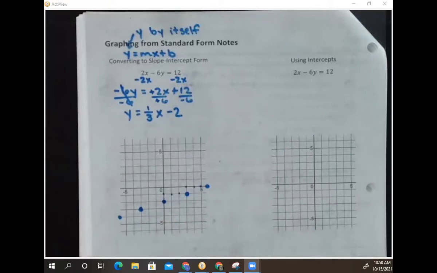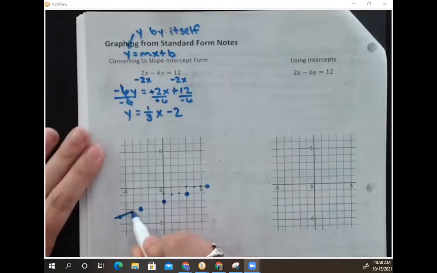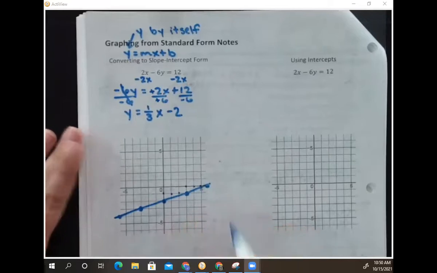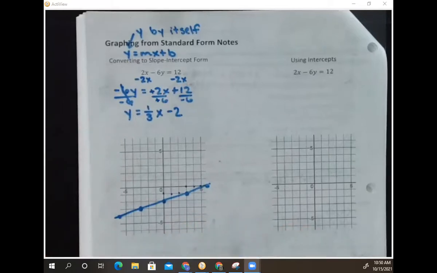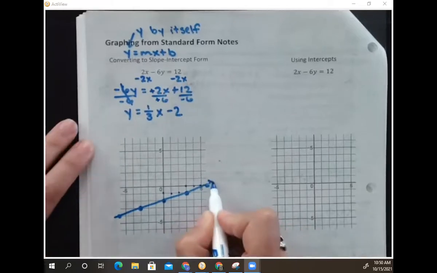How many points do you need to give me when you graph? 3. Always at least 3, I ask from you. And then once I've plotted those points, what do I need to do with them? Connect them, yeah. Once I've connected them, what do I need to do? Arrows on the end. Very good.